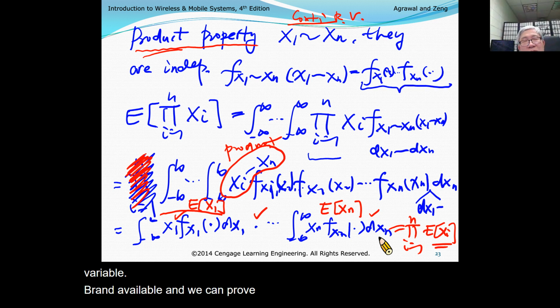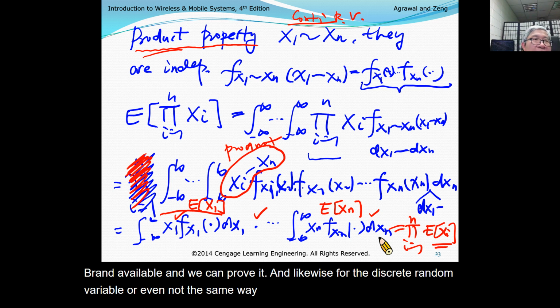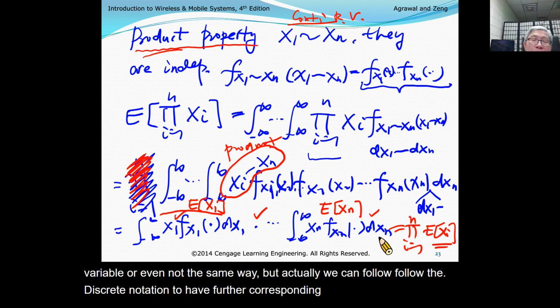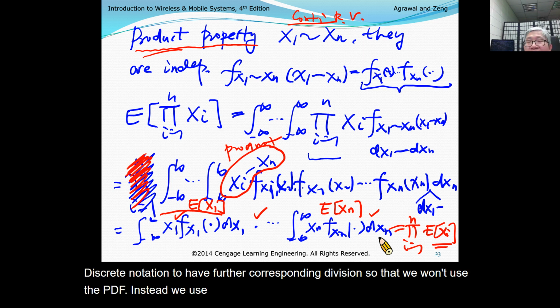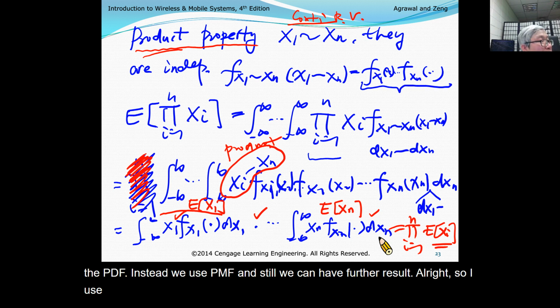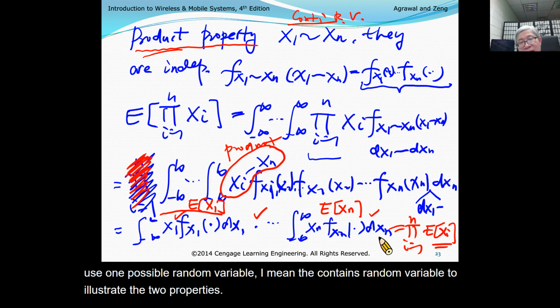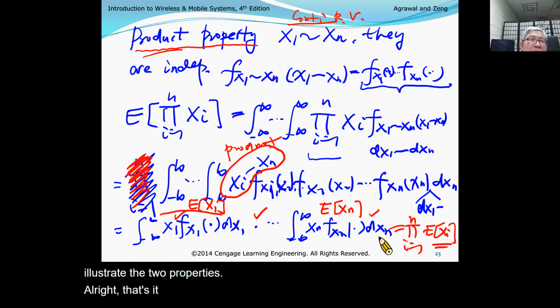And likewise for the discrete random variable, even if not the same way, we can follow the discrete notation to have the corresponding derivation, and so we won't use the PDF. Instead we use PMF, and still we can have the result. I use one possible random variable, the continuous random variable, to illustrate the two properties. That's it. So this is the sum property and the product property.